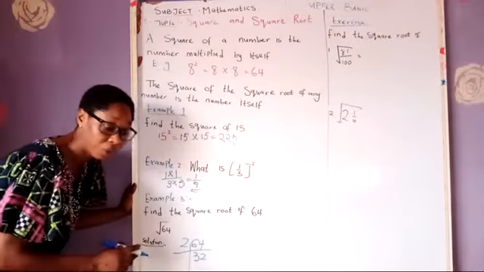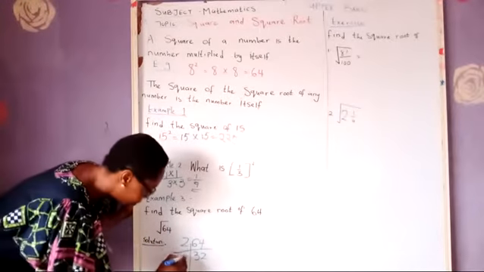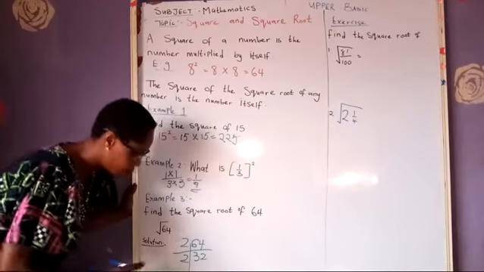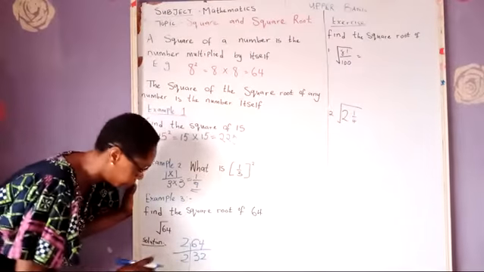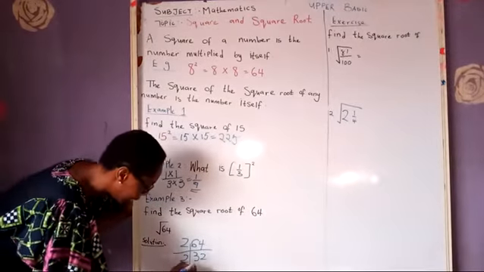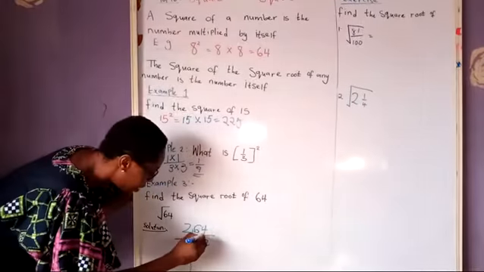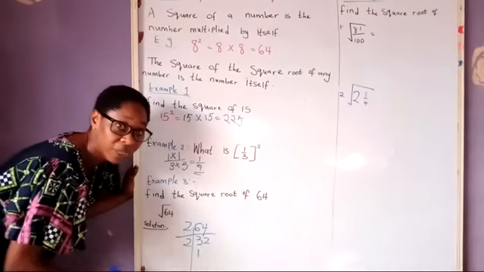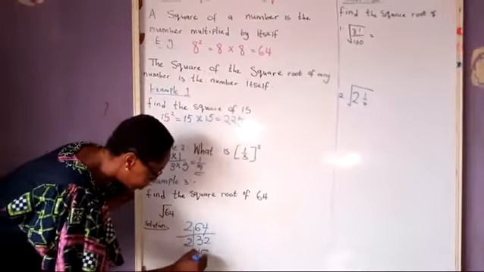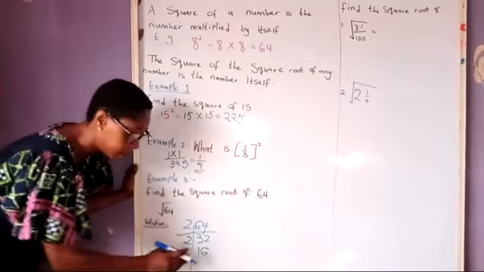Let's try another one. What can go in 32 without a remainder? 2 can go. Let's break it down. 2 in 3 is 1, it remains 1. Put your 1 here. 2 in 12 gives us 16. So 2 in 32 will give us 16.